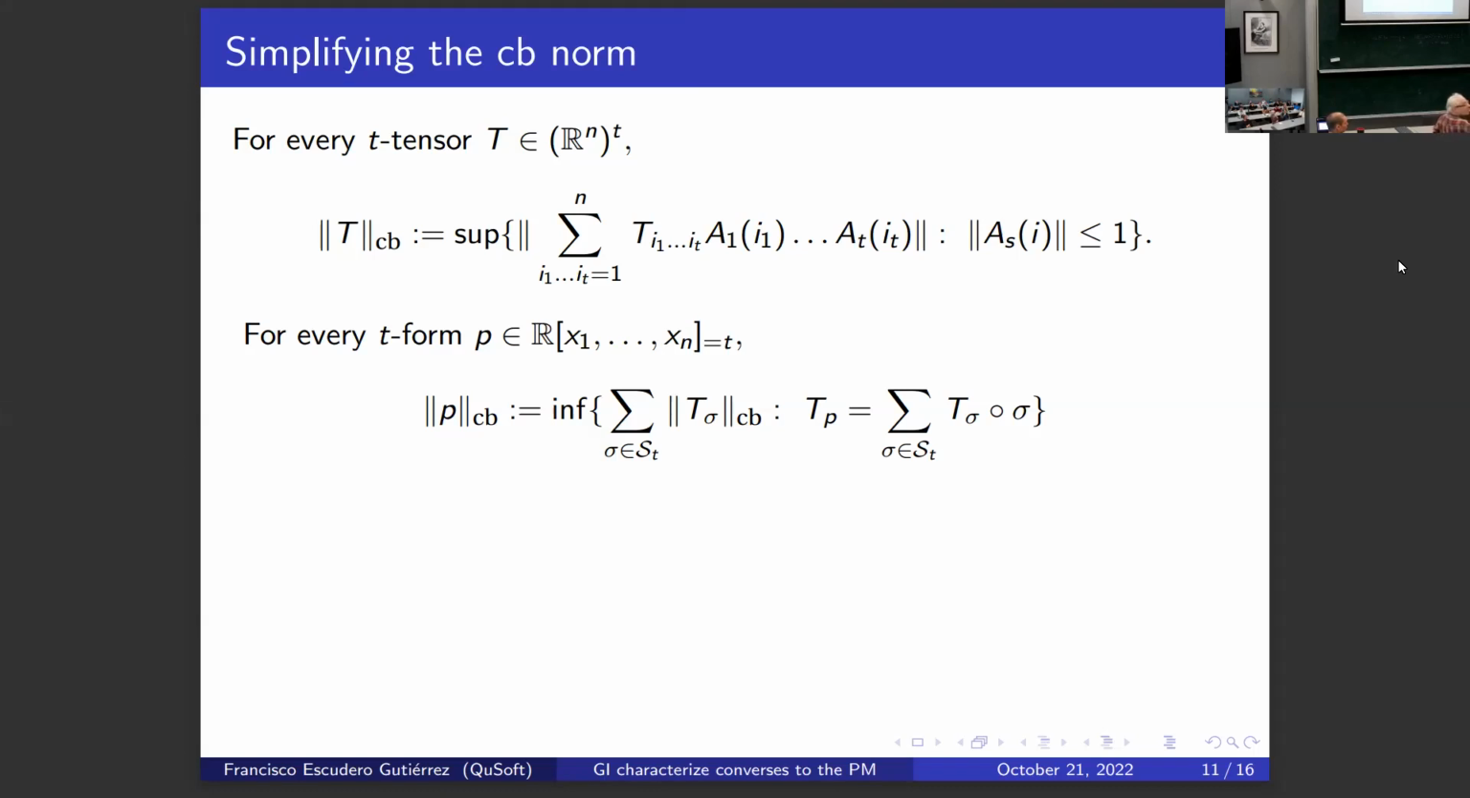Okay, and then what is T? I know T_P, but then you define it as a sum of T sigma, which means that you have a T. I have T sigma, but what is T? And T sub sigma is another tensor. So you have a sequence of T sigmas. You have an infimum over decompositions of T_P in terms of T sigmas. You look at all possible decompositions of T_P, but there was an easier definition.